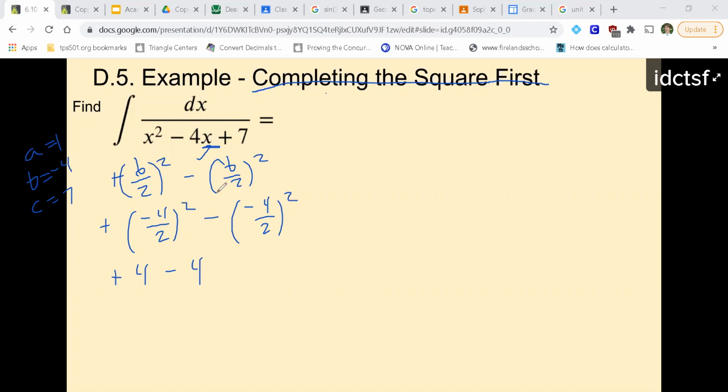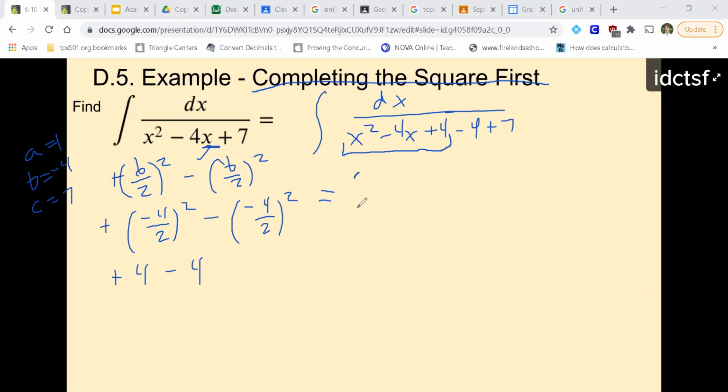And what that will do is get this: x squared minus 4x plus 4 minus 4 plus 7. So again, it'll seem like a really weird step, but you have to take your b value divided by 2, square it, and add and subtract it into your problem. Because the reason why we do that is because now this trinomial here can be factored as a perfect square.